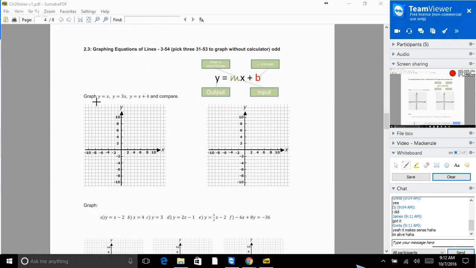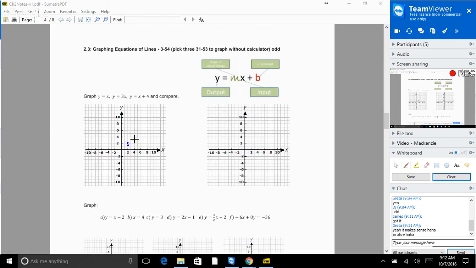So the first thing is graph y equals x, y equals 3x, and y equals x plus 4 and compare. Okay, so y equals x is one of those graphs you should be able to do without a graphing calculator, easy peasy. So I'm going to have a little graph here. When x equals 2, y equals 2.